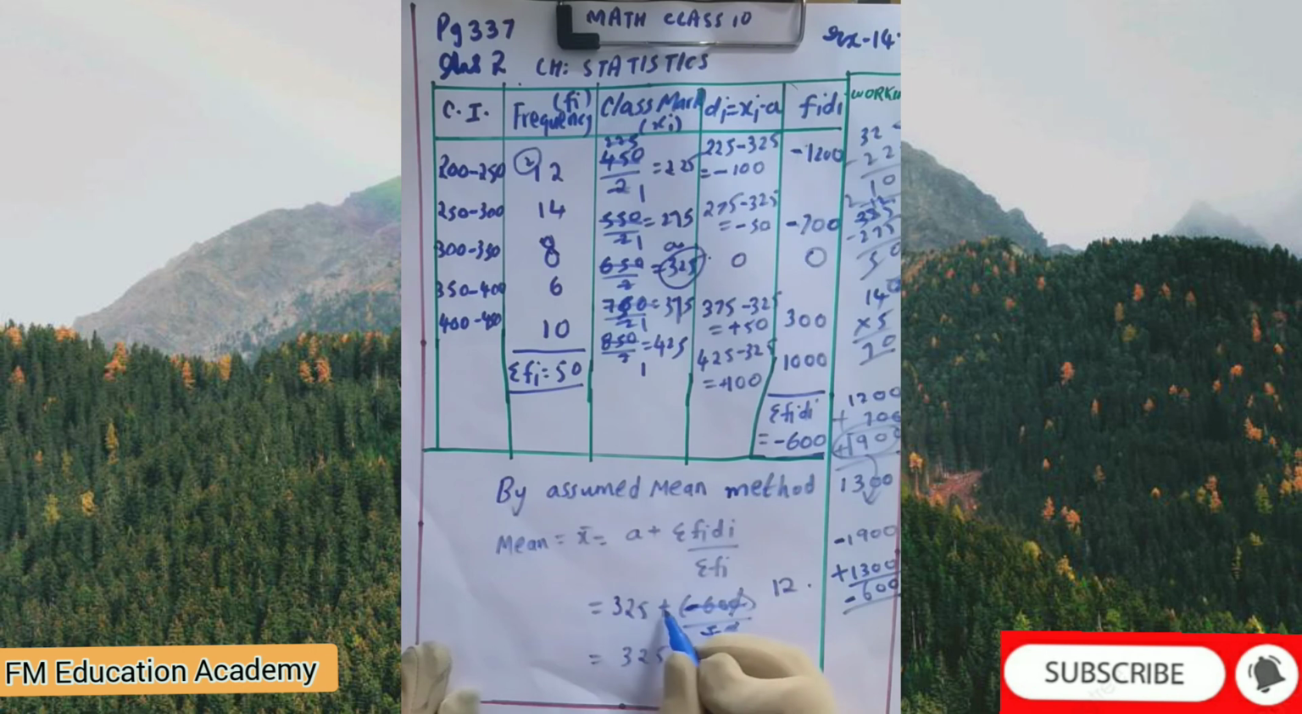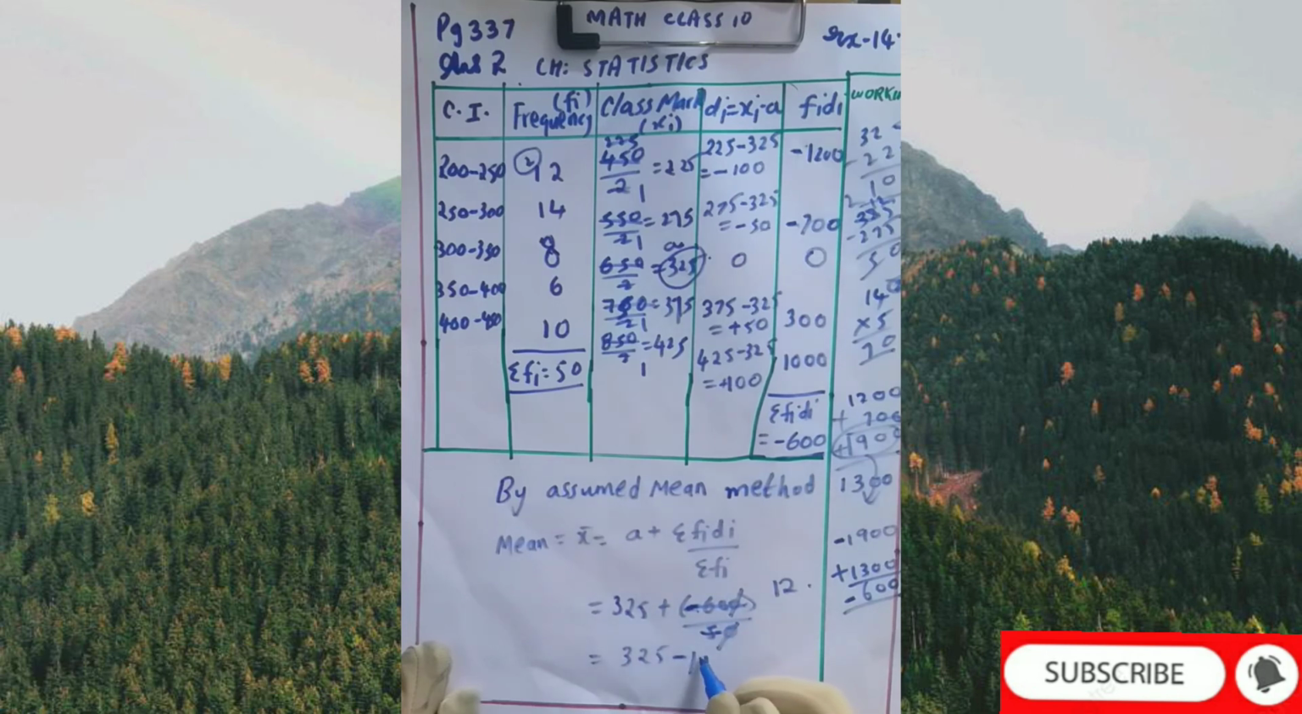325 plus into minus is minus. So 325 minus 12, because here I have 12. 325 minus 12: 5 minus 2 is 3, 2 minus 1 is 1, so 313. So I got the answer as 313, and since 325 is bigger than 12, I have the sign as plus.